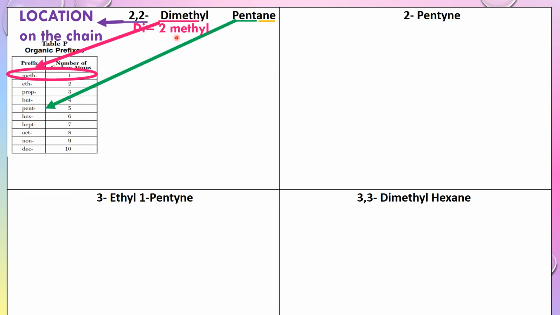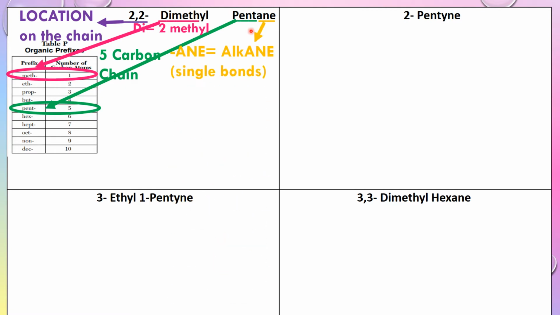Looking at the next piece of it, pent, we know that pent is the prefix for 5, and that's going to be the main chain, the big chain that you can look at. And then the last piece is that ANE, which means it's an alkane, and it has single bonds between the carbons.